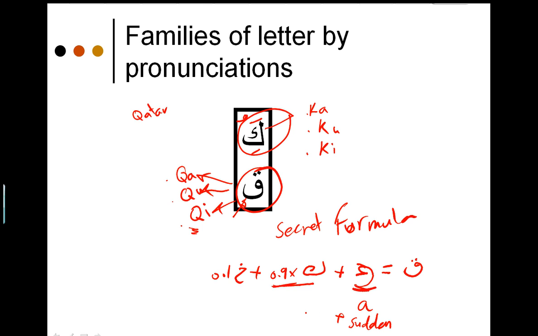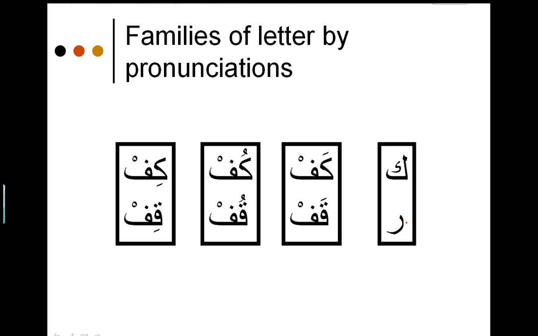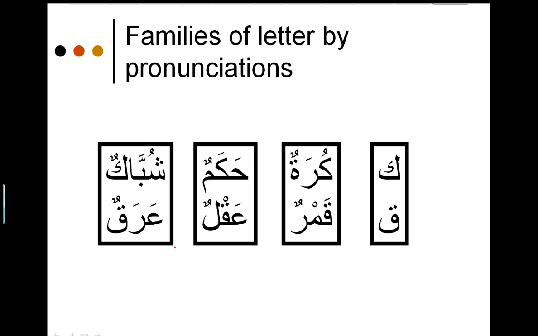Before we run out of time, let's go to pronouncing examples of the Ka and the Qa. So here we go. Ka, kaf. Qa, qaf. Ku, kuf. Qu, quf. Ki, kif. Qi, qif. Kaf, qaf, kuf, quf, kif, qif. I hope you can distinguish the two sounds.